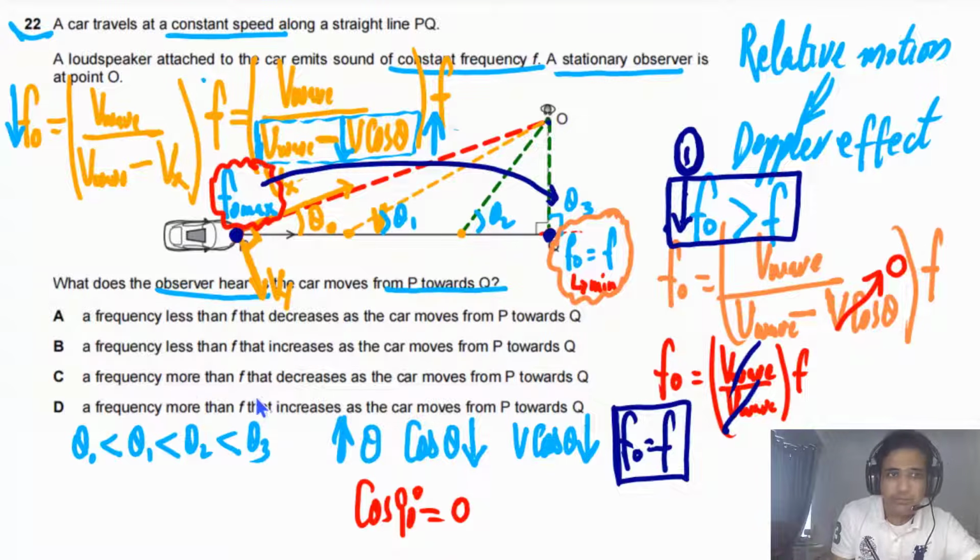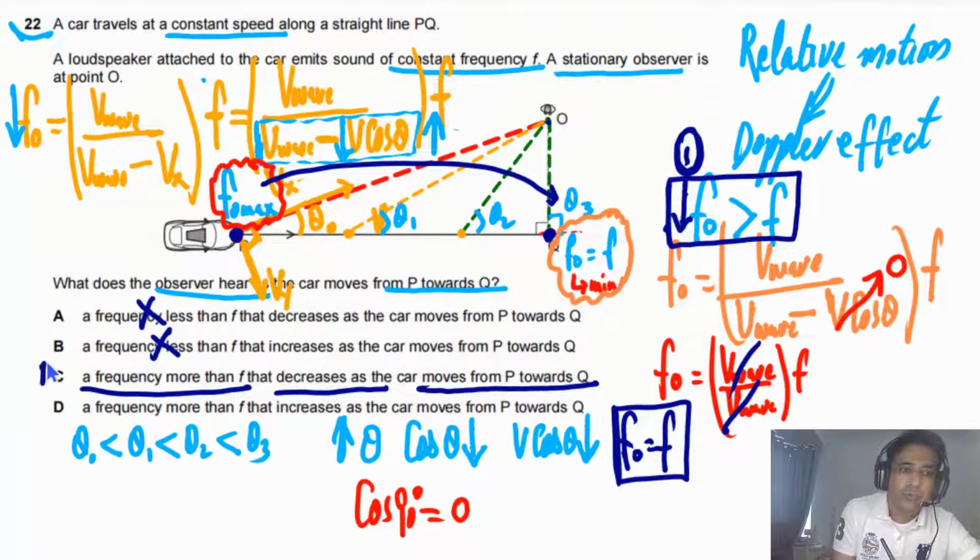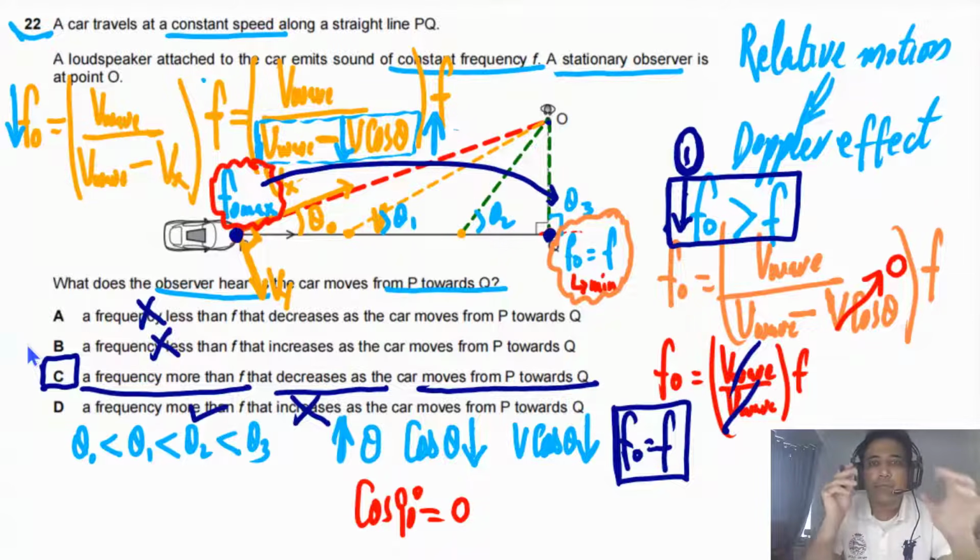If you look at option A, a frequency less than f, this is not possible. A frequency more than f, yes, that decreases as the car moves from P towards Q. So this one is our answer. A frequency more than f, yes, this is right. That increases, no, that decreases. So the answer is C. We have discussed a lot of points about the Doppler effect. If you understand this question, it means any question about the Doppler effect, you can simply answer.